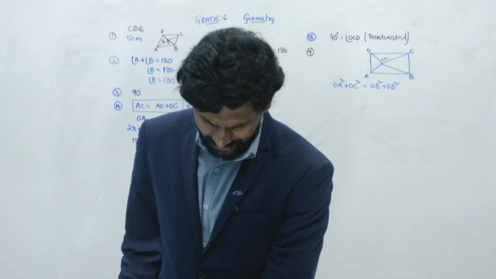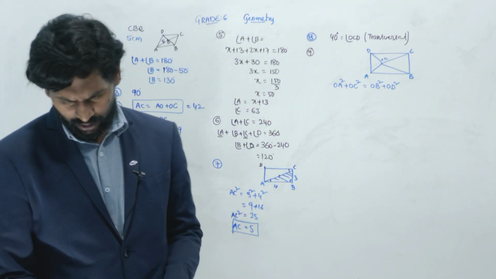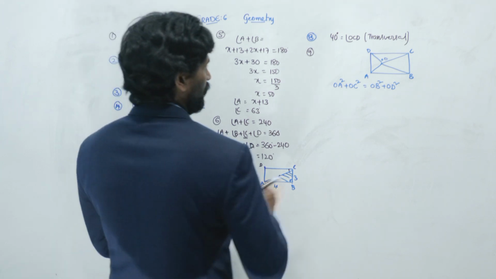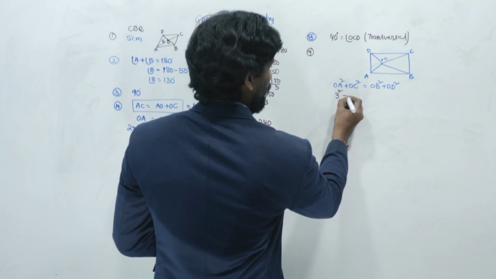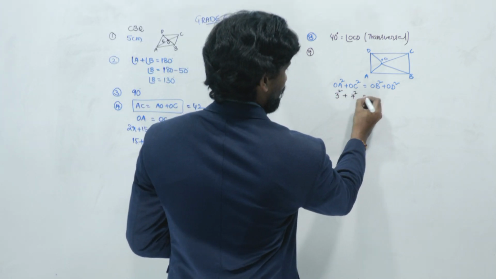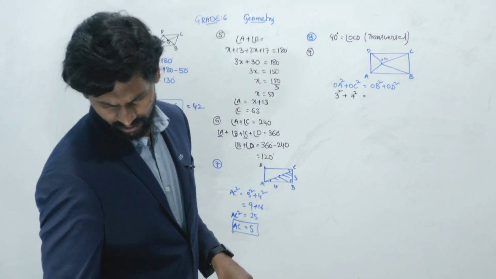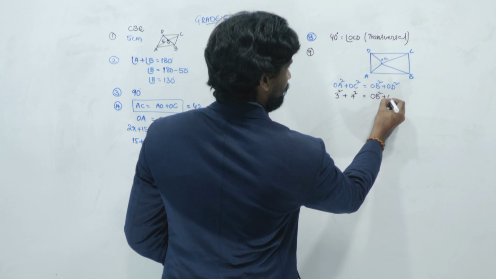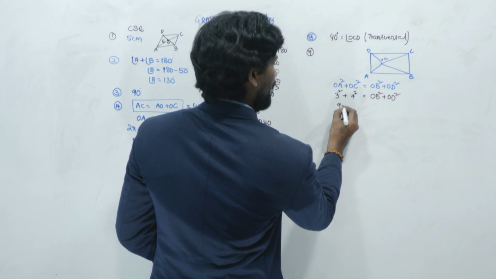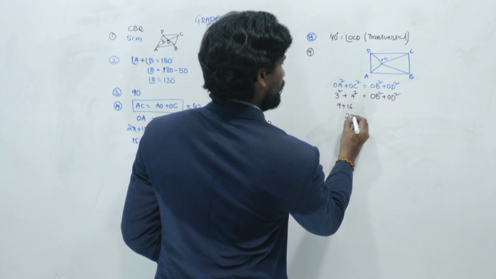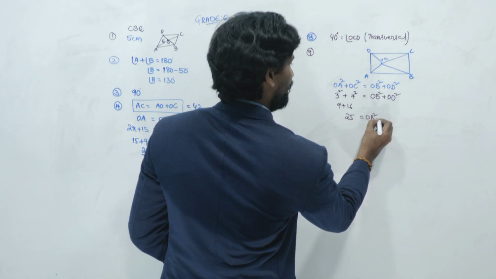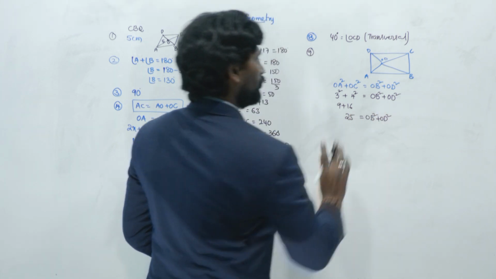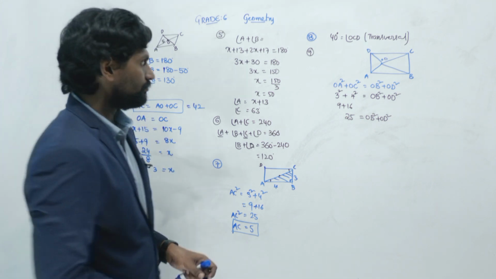Right, now it is given that OA value is 3, OC value is 4. So OA means 3 square, OC means 4 square. Am I right? Yeah, OB square plus OD square, this value only we need to find. 3 square value 9, 4 square value 16. When you add both of them, you will get 25. So 25 is our required answer.